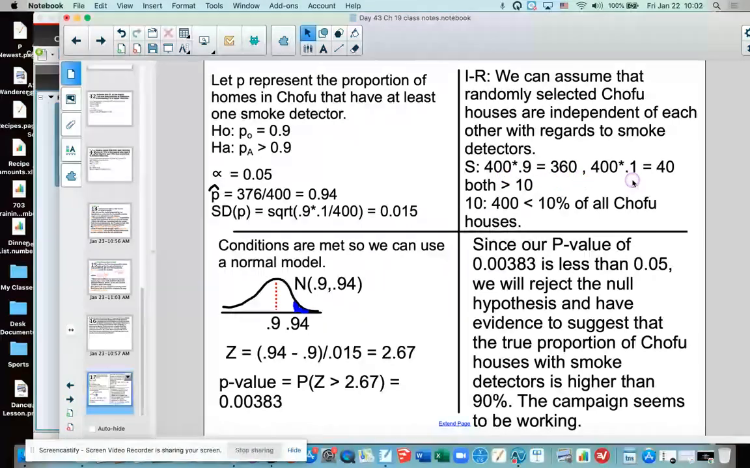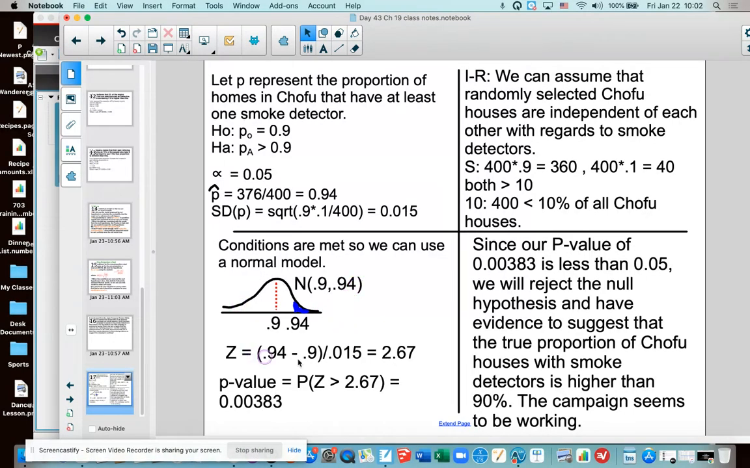I check my sample size. So there were 400 total, 0.9 times 400 and 0.1 times 400. I have plenty of successes, plenty of failures, so that's bigger than 10 each. And yes, 400 is less than 10% of all the houses in Chofu. There are thousands and thousands of houses in Chofu. And then we can go on. So conditions are met. I can use a normal model.